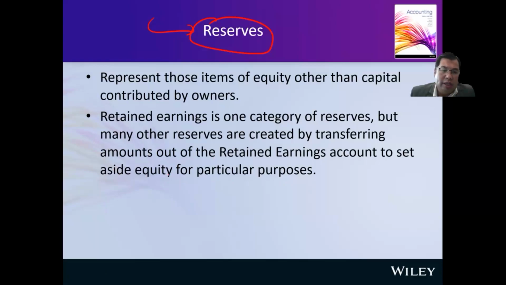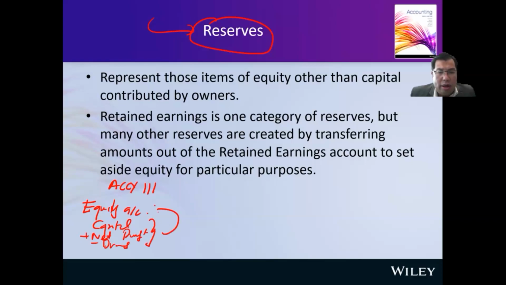So we have this when you study your AK 111. You only have one equity account. You have your capital plus net profit minus drawing. So you have only one equity account. This is your AK 111 when you do your sole proprietorship. Later on last week, you studied about partnership.